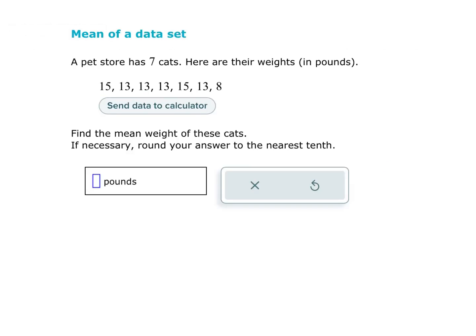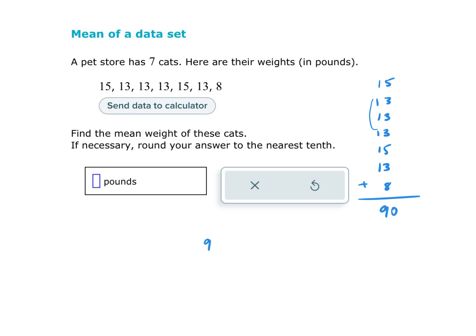One more example. A pet store has 7 cats. Here are their weights in pounds. We're going to combine all of these weights. And then we're going to split them among the 7. We're going to try to level them all out. So let's see. 3 13s is 39, plus another 13 is 52. And then 2 15s is 30, so that would be 82, plus 8 is 90.